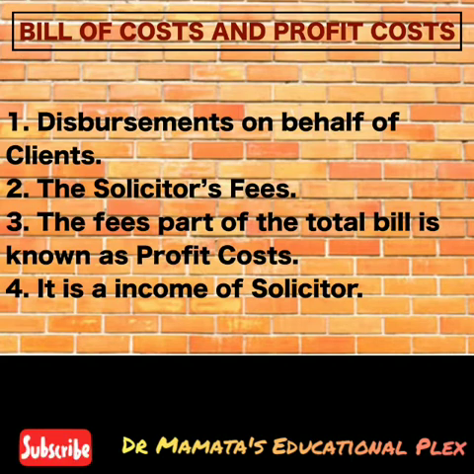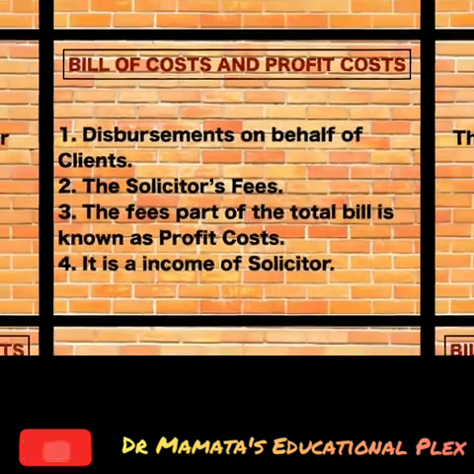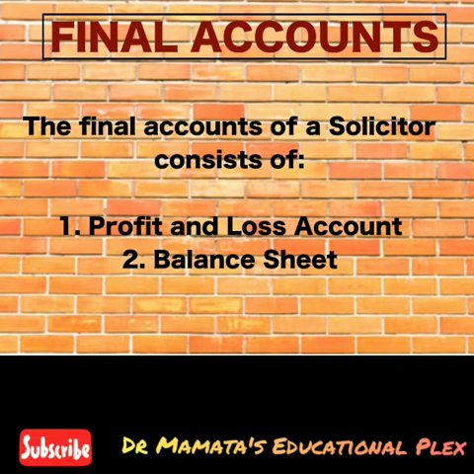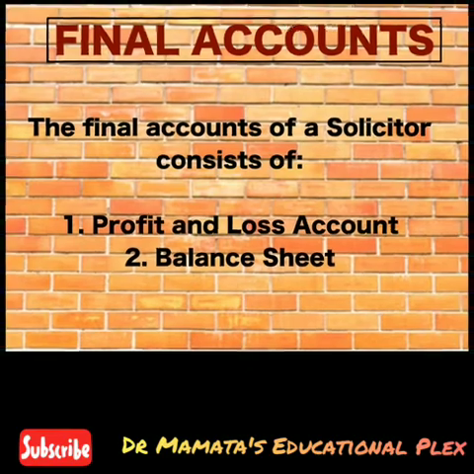The fees part of the total bill is known as profit costs. It is the income of solicitor. Sometimes total cost is used for bill of costs and cost is used for profit costs. Now, in solicitor's account, we have to prepare final accounts. The final accounts of solicitor consists of firstly profit and loss account, and then we have to prepare balance sheet.